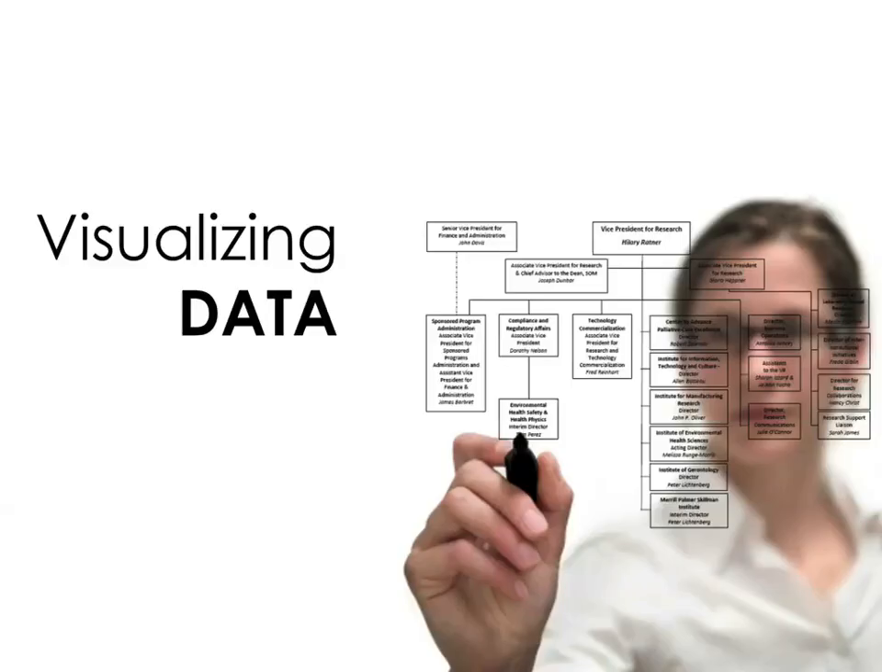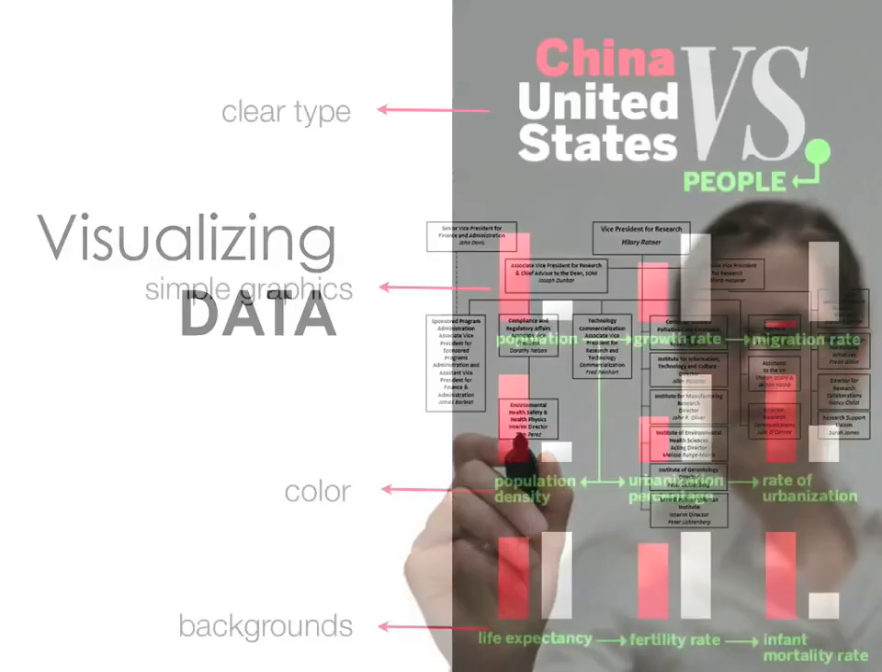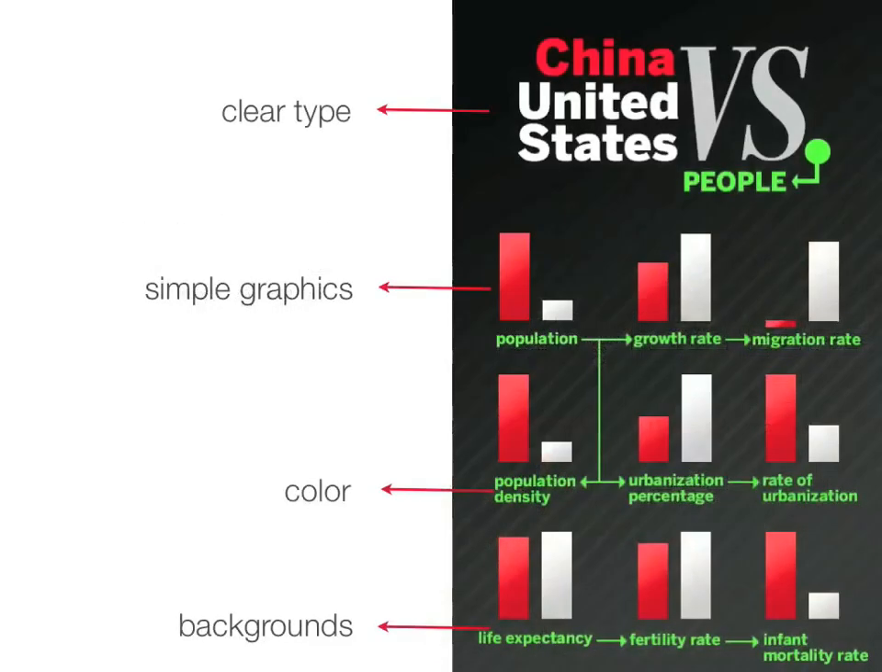Visualizing data. Usually tables and complex data graphics work well on print, but for digital, we need to simplify our data and make our graphics concise and clear. The first thing an effective graphic must have is clear type. Notice the big title and labels. The next is simple graphics. Note the simple bars to compare China and United States.